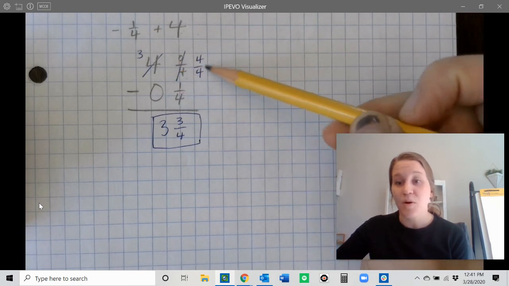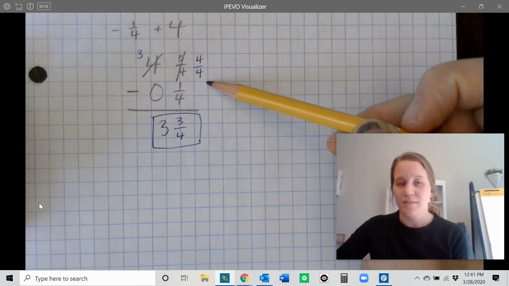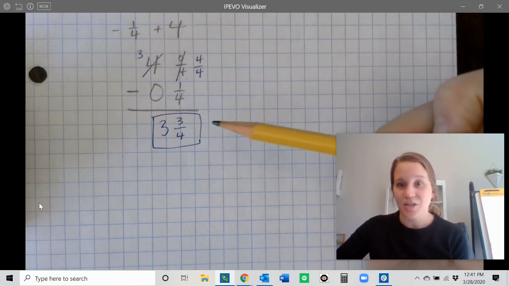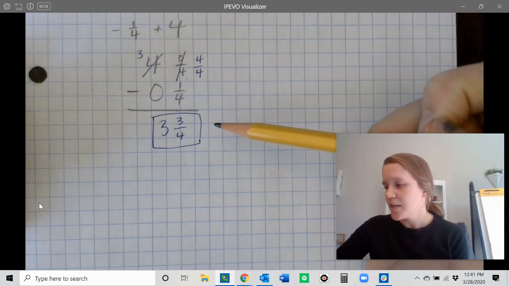I know there are 4 fourths in 1 whole. So 3 and 4/4 is equivalent to 4. I haven't changed the value at all. And then I can subtract.